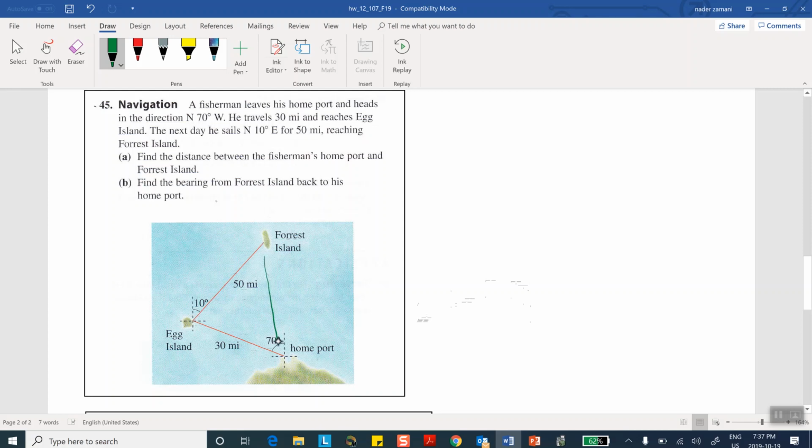So it's this distance that you want to find. Let's see what we know here. We know two sides, this side and that side.